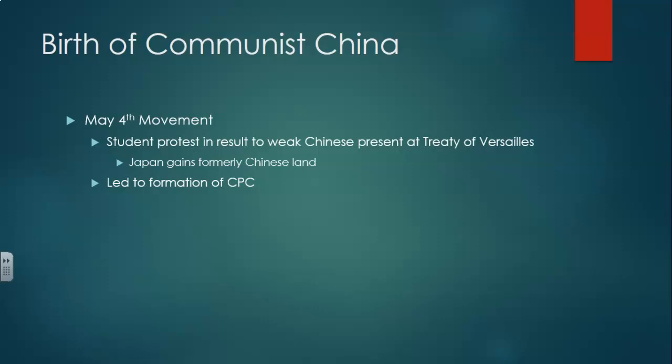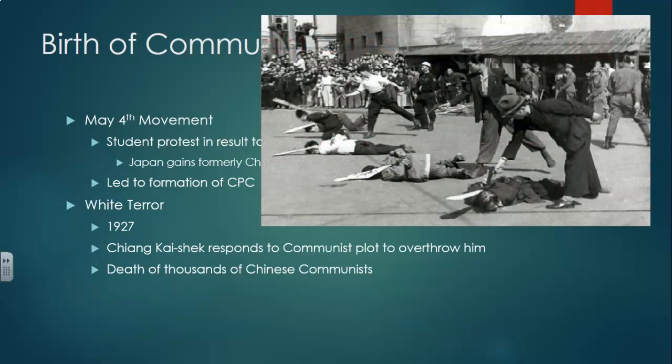These students are very upset by that. They do not feel that their government is protecting them. They're going to stand up and go against them. And this group is going to organize and form the Chinese, or the Communist Party of China, the precursor to the CCP, the Chinese Communist Party of today. Now, in 1927, we're going to get the White Terror, and this is going to happen. You can see in these kind of graphic pictures. This is one of the more light pictures that I could find when I was creating this.